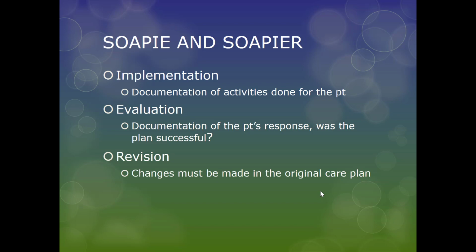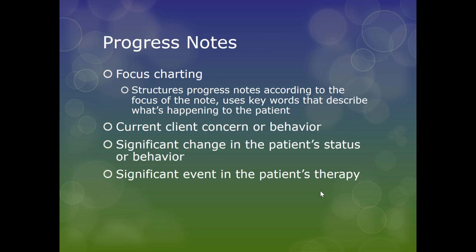Then I'm going to document my evaluation. 30 minutes later, I will come back and say to the patient, how well did that relieve your pain? I'll have them quantify it on a pain scale. And there I've got everything, my SOAPy note. Then revision is if all of that didn't work, or if something is no longer a problem, we need to go back and revise that original plan of care. Then that's what we do with the SOAPier. We add a revision to that plan of care.